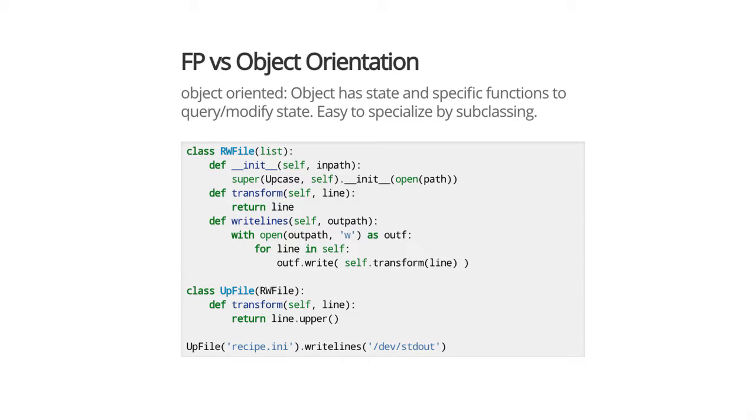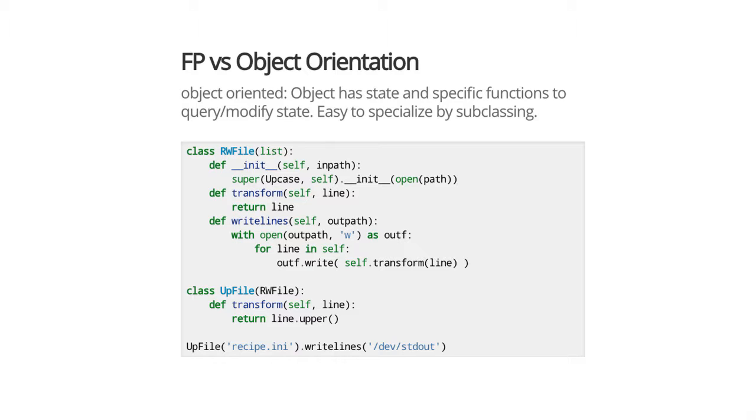Functional programming versus object orientation. An object always has state, which is evil, and specific functions to query and modify the state. Classes are really cool because you can specialize them. So in this case, I have a RewriteFile. I can make specializations of this. So the RewriteFile has a transform. So when you read one thing and you do a custom transform, you write it out.